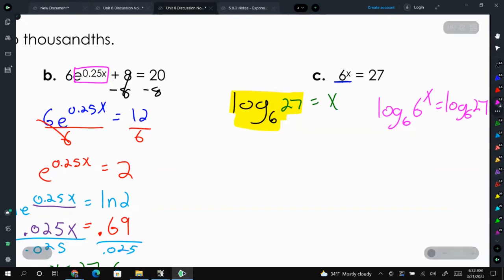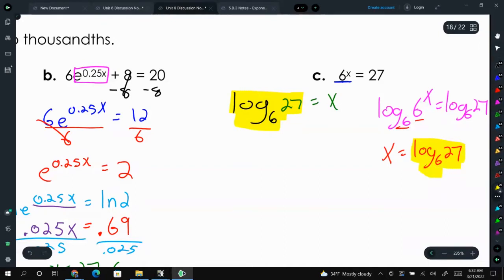So log base 6 of 6 raised to the x power equals log base 6 of 27. We know that log base 6 of 6 cancels, and we're left with x equals log base 6 of 27, which is exactly what we had over here. So we can do either way. We're going to get the same answer.